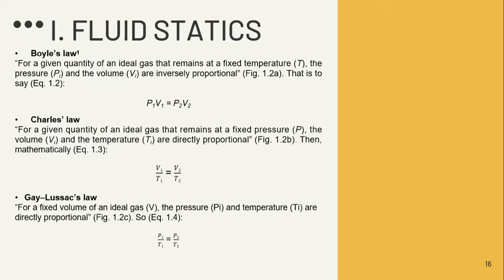Boyle's law. For a given quantity of an ideal gas that remains at fixed temperature, the pressure and the volume are inversely proportional. Charles's law. For a given quantity of ideal gas that remains at fixed pressure, the volume and temperature are directly proportional. Gay-Lussac's law. For the fixed volume of an ideal gas, the pressure and temperature are directly proportional.